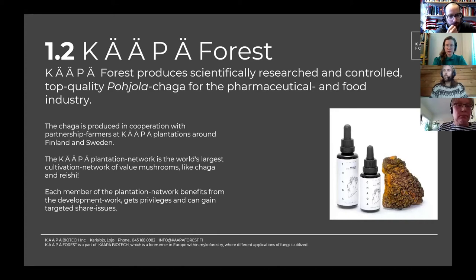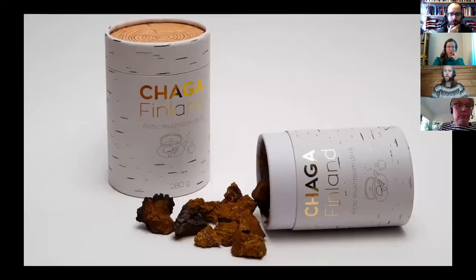From Kappa Forest's point of view, our biggest asset is our growing partners who grow chaga and reishi in their forests. We are creating a large network of plantations around Finland and Sweden right now. Here's a product. Maybe some of you have seen it. This is a product with a lower processing rate for certain markets. And we also make highly processed extracts and extract powders for markets that need higher processed materials.